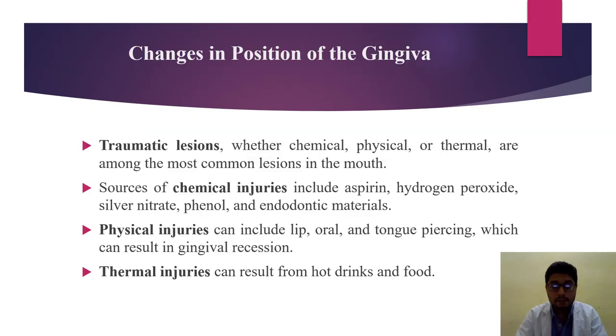kind of depressions. And changes in position of the gingiva occur because of some traumatic lesions and chemical injuries, for example with aspirin and hydrogen peroxide. These are all things we can use daily in our dental practice. And physical injuries can include lip, oral and tongue piercing, which can result in gingival recession, and thermal injuries also can change the position of the gingiva.